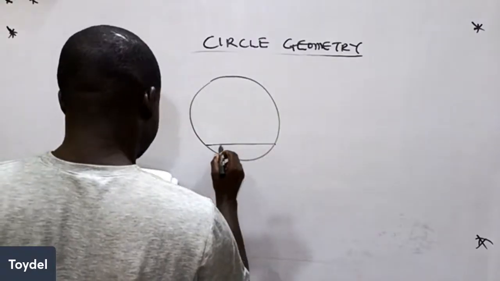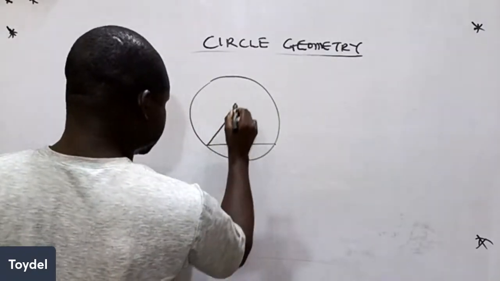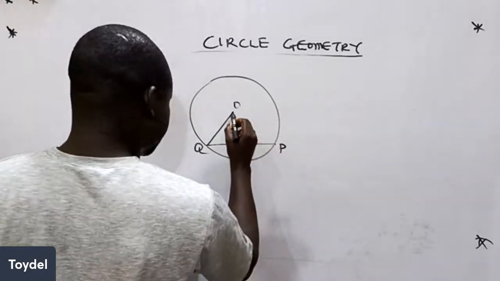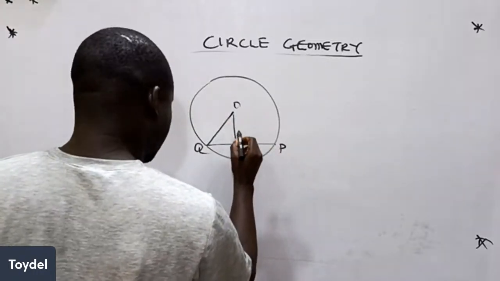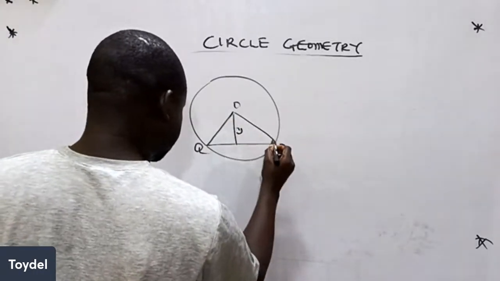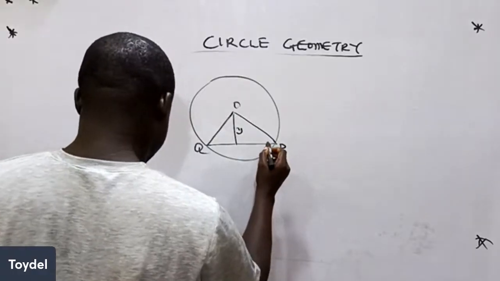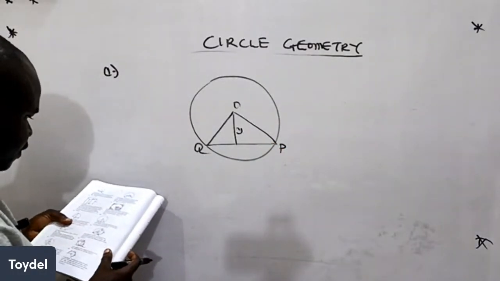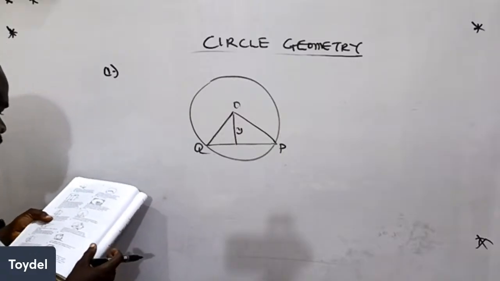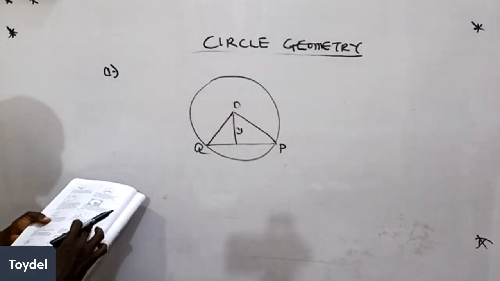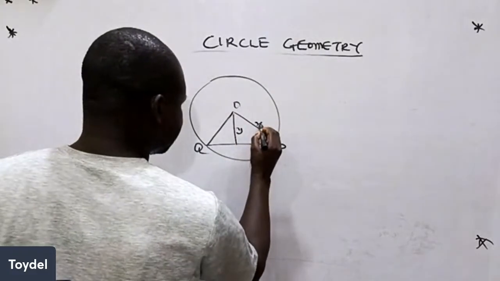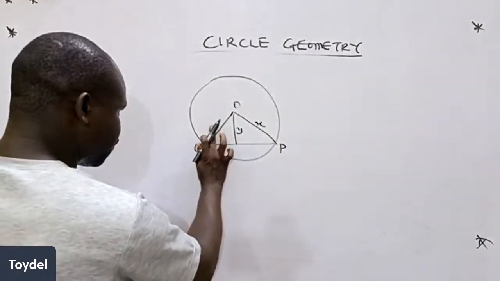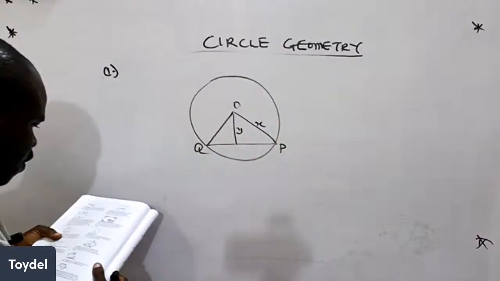Here is the center of the circle, O. Here is Q. Here is P. And of course, we have this place to be K. And there's another chord here. So the question says in the diagram, O is the center of the circle of radius x. The radius is x. If this is x, this will also be x. Of radius x.